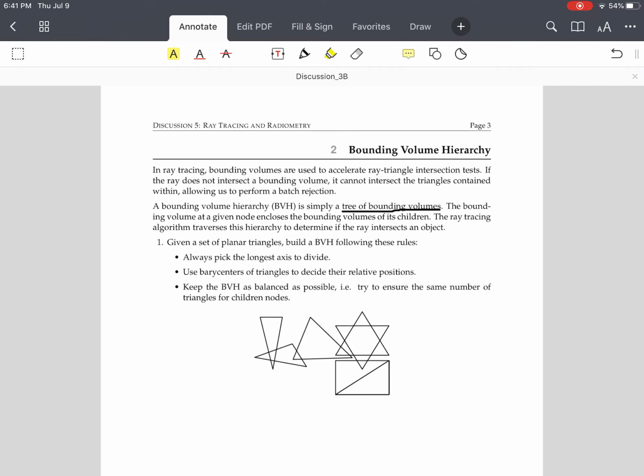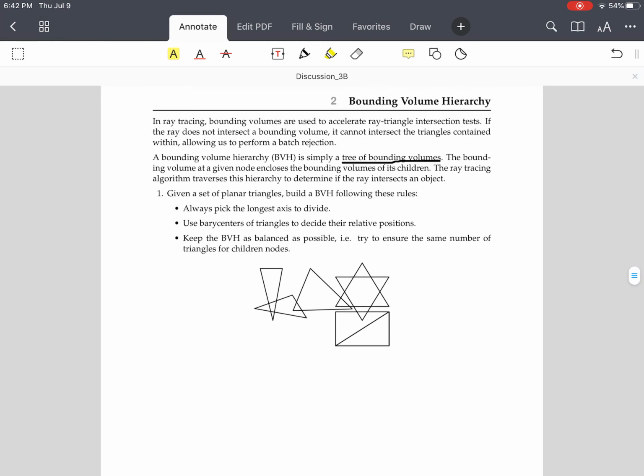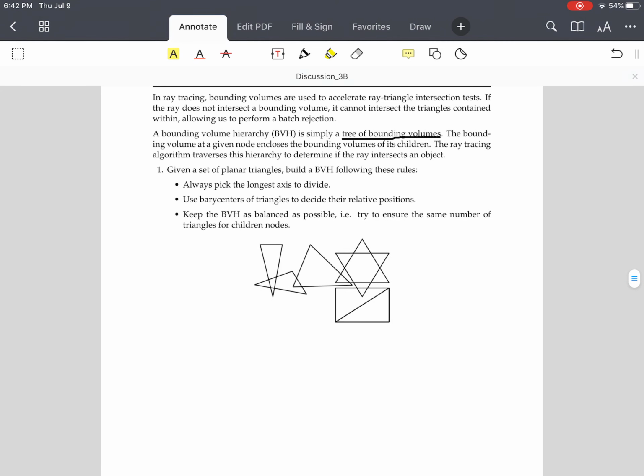Okay, so let's look at how we create one of these, because you guys will have to do this on the project. So, number one, given a set of planar triangles, build a BVH following these rules. Always pick the longest axis to divide, use the barycenters of triangles to decide their relative positions, and keep the BVH as balanced as possible. So try to split it up evenly whenever we can. Given this, let's go ahead and try.